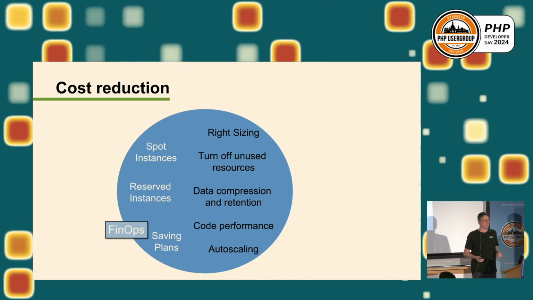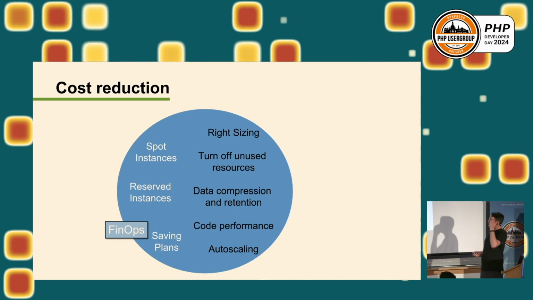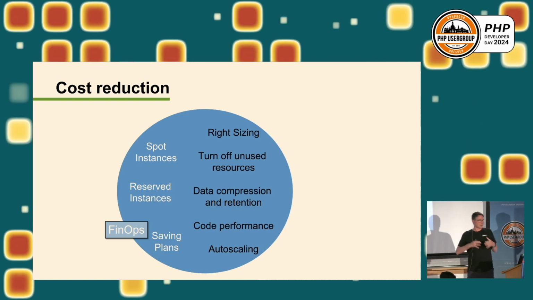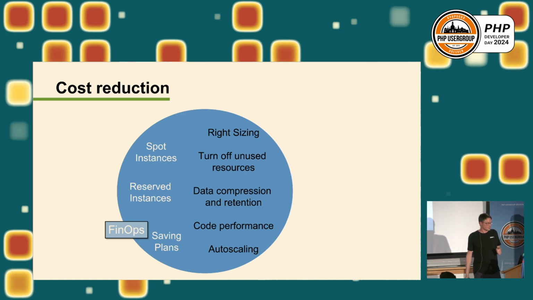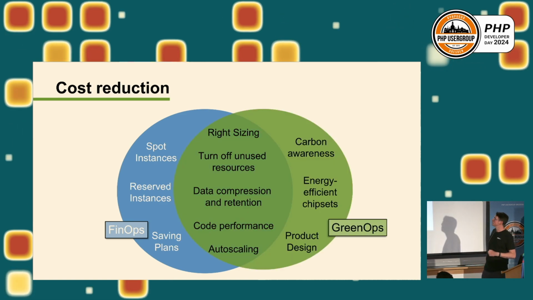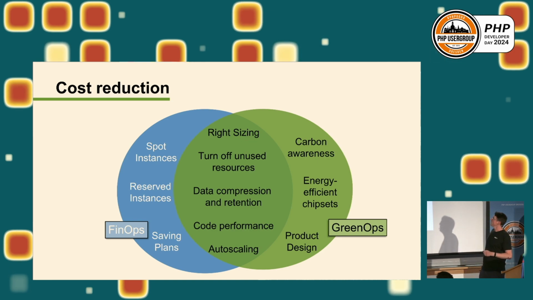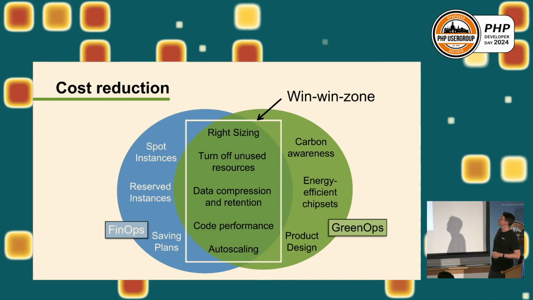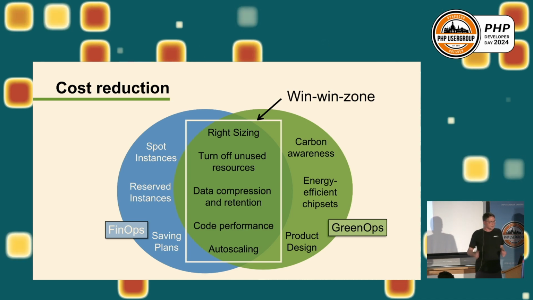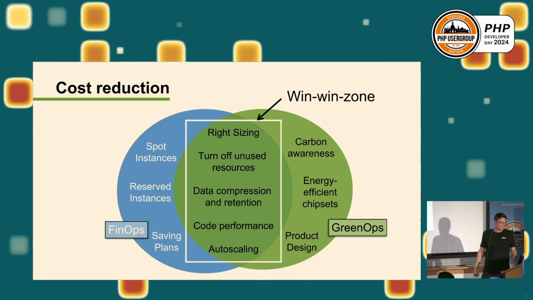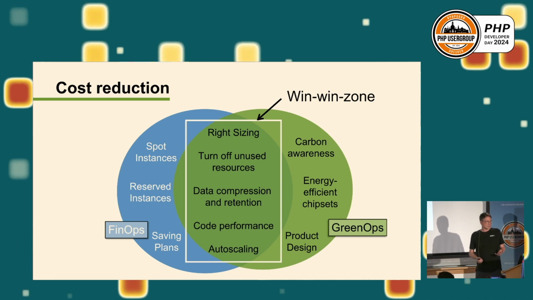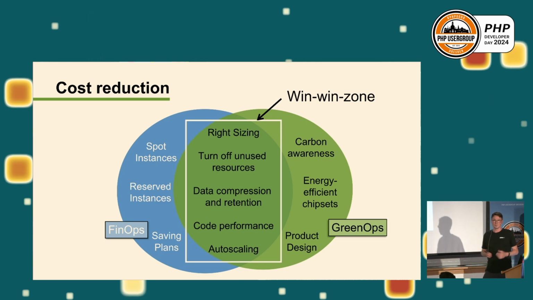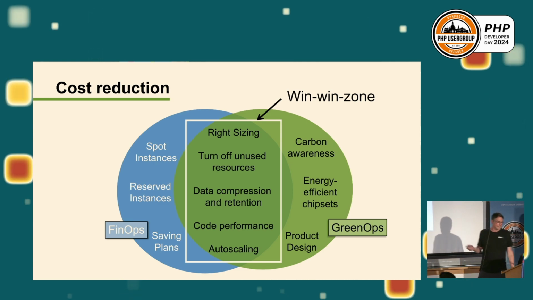Okay, so now some of you might think, okay, wait, this is DevOps stuff, right? What he's talking about is just normal DevOps stuff, and this is partly right. So there's this discipline called FinOps, for example. These people try to reduce the costs of the cloud as much as possible. And there's quite some overlap with a discipline which we call GreenOps. These are the people who try to reduce emissions as much as possible. And there's actually a win-win zone, if you like, between those 2 fields, because often when FinOps manages to reduce costs, they will also reduce emissions, which is quite nice.